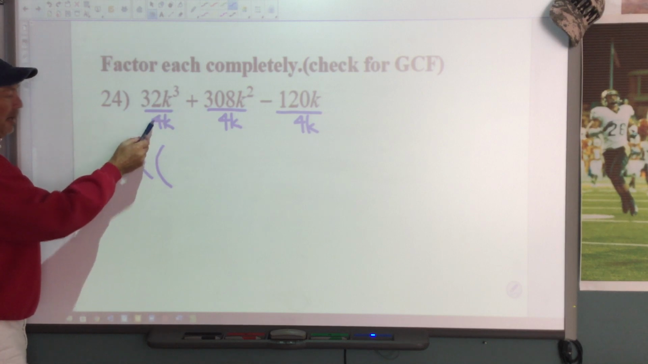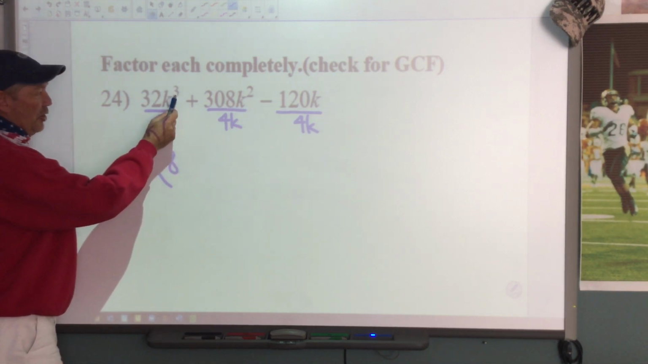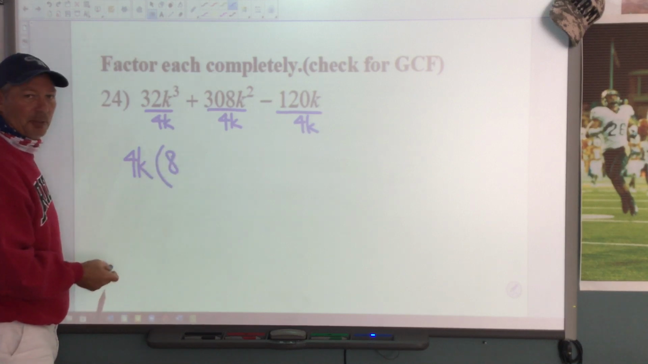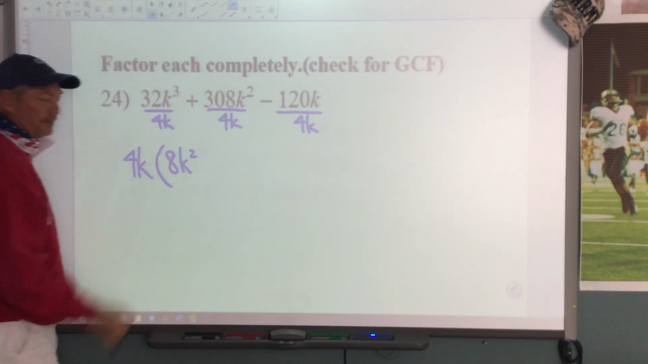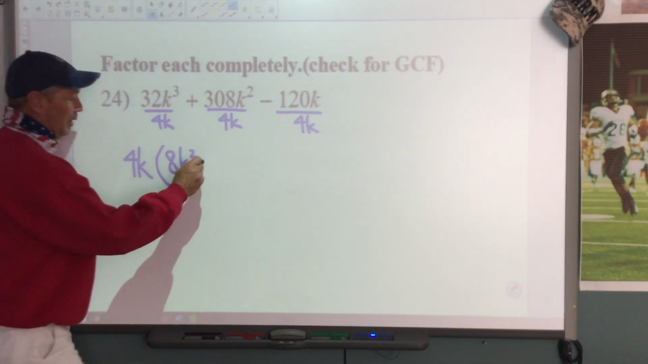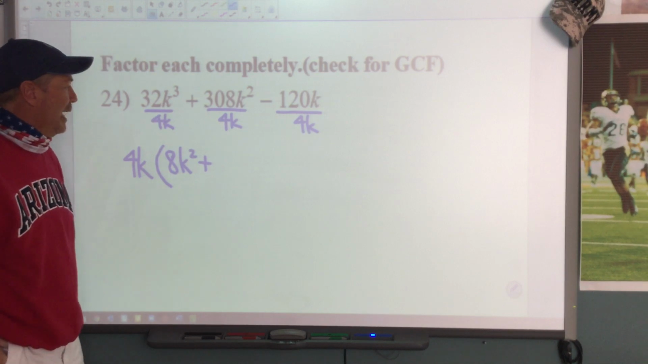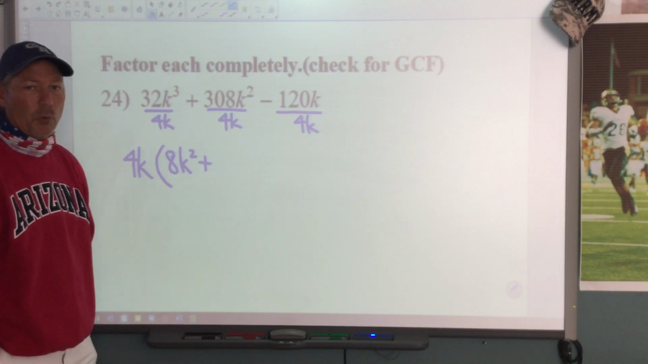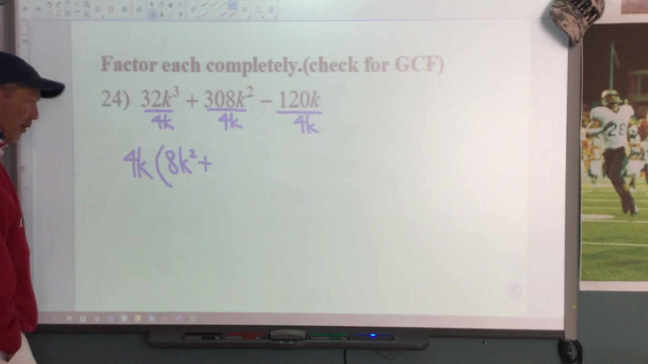32 divided by 4 is 8. K to the third, k to the first. When I subtract them, I get k squared plus 308 divided by 4. Not sure. I don't know what to do.